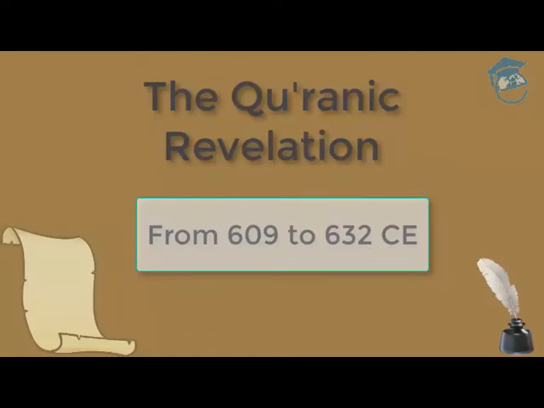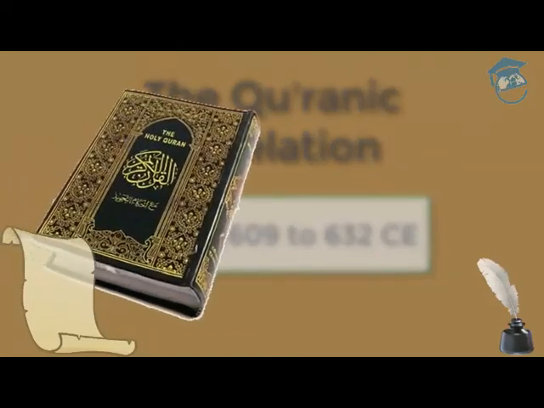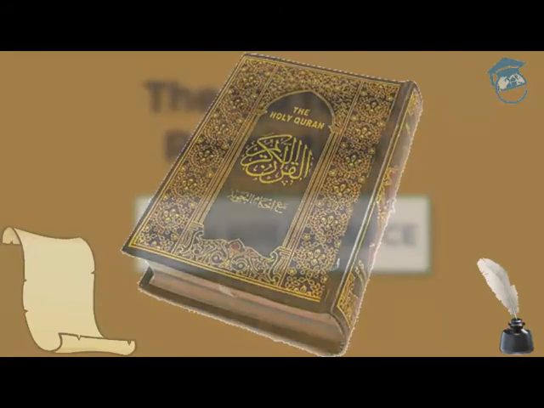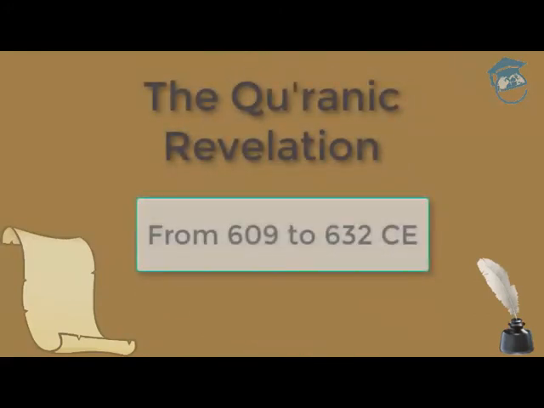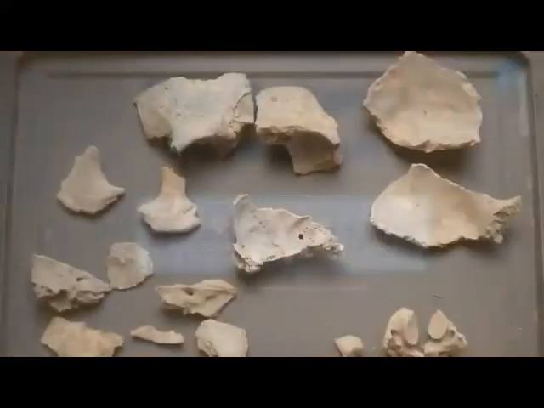During the 23 years of the Prophet Muhammad's time, the verses of the Quran were memorized as they were revealed. The Prophet Muhammad himself was illiterate. He could neither read nor write. He dictated the verses orally and instructed his companions to write down the verses on whatever they could find: paper, cloth, leather, or even bone fragments.